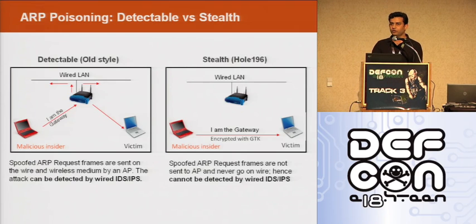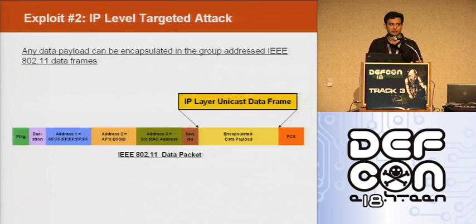So this is one example of a GTK exploit or Hole 196 exploit. I'm going to present the second exploit here. And it's all about changing the payload, what kind of payload you are encapsulating in that broadcast frame. So this time, the attacker is going to use a unicast IP payload inside that packet to launch an IP level targeted attack. So for example, if the frame at layer 2 is broadcast, I can always use an IP layer 3 unicast frame inside that.